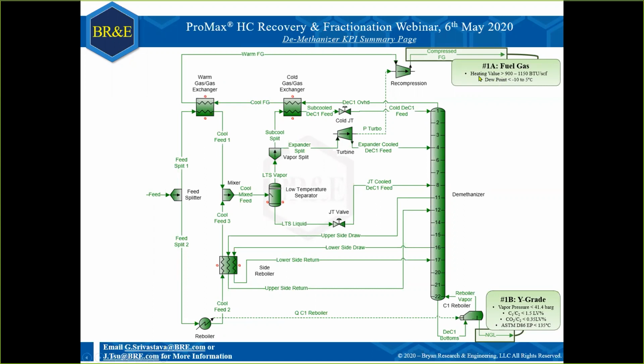The fuel gas, we have heating values and dew points we want to hit. And what we call the NGL, natural gas liquids, or Y-grade liquid, generally wants very little C1 per C2. And we have some other information there that basically says, I don't want that much methane in this. And then when we design it, we start from the left to the right.